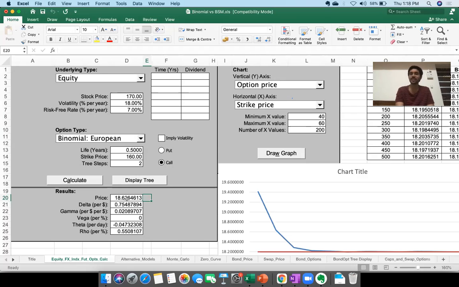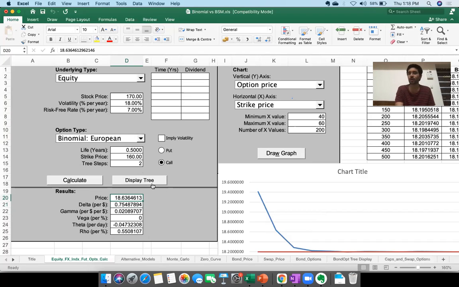So it's throwing us the price of a call option of 18.64, and it is also giving us various option Greeks. We have not learned the interpretation of any of these, but we have learned the interpretation of delta. Delta of $0.75 means when the share price increases by $1, the call option value goes up by 0.75. Or when it decreases, the call option value also decreases by $0.75. So this is the value of a call option.